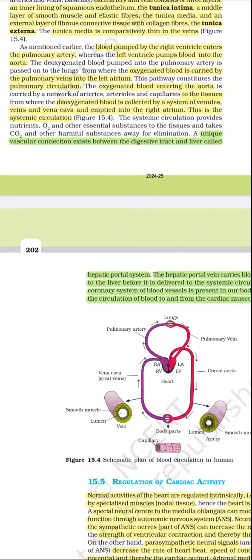Oxygenated blood entering the aorta is carried through a network of arteries, arterioles, and capillaries to the tissues, from where the deoxygenated blood is collected by a system of venules, veins, and vena cava, and emptied into the right atrium. This is the systemic circulation.